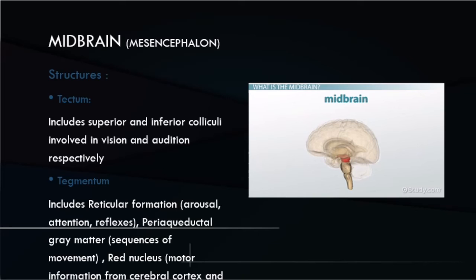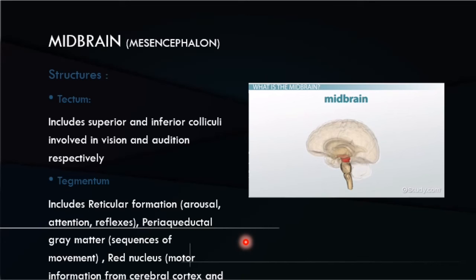Okay. So the midbrain is a part of the mesencephalon, and the structures are the tectum and tegmentum. The tectum includes the superior and inferior colliculi that are involved in vision and audition, respectively. So superior for vision and inferior for audition. And the tegmentum includes the reticular formation, responsible for arousal, attention, and our reflexes.